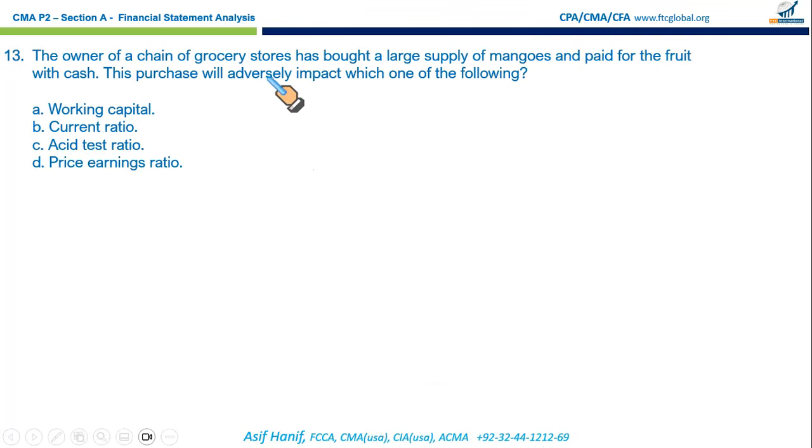The owner of a chain of grocery stores has bought a large supply of mangoes and paid for the fruit with cash. Immediately you should jot down what has happened. Stock goes up, or your inventory level goes up, and cash goes down. So this purchase will adversely impact which of the following? Working capital stays the same because cash has reduced and stock has increased, so working capital in total stays the same.